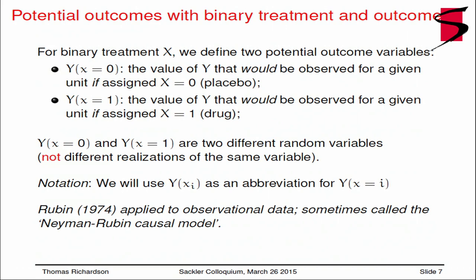Okay. So Rubin, in 1974, wrote a very influential paper that applied this to observational data. And so this is sometimes called the Neyman-Rubin causal model.